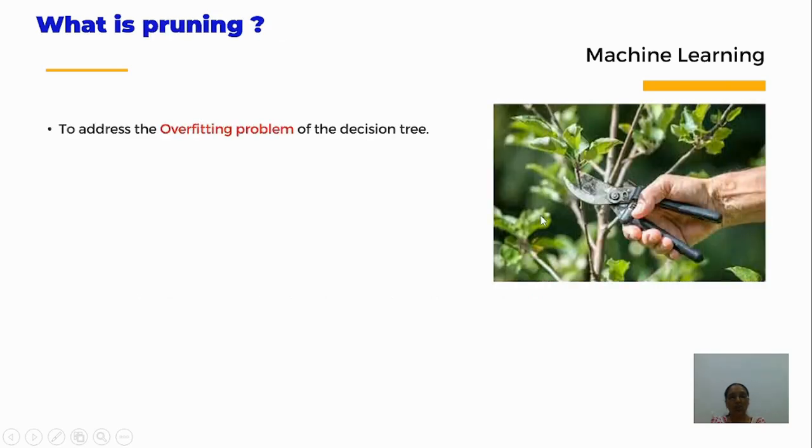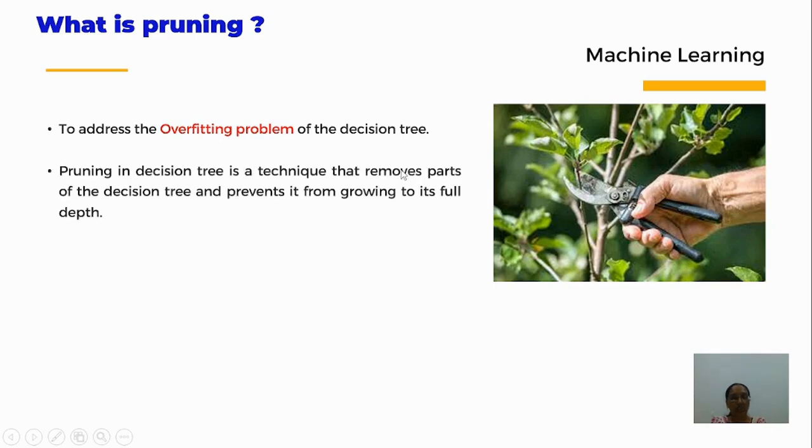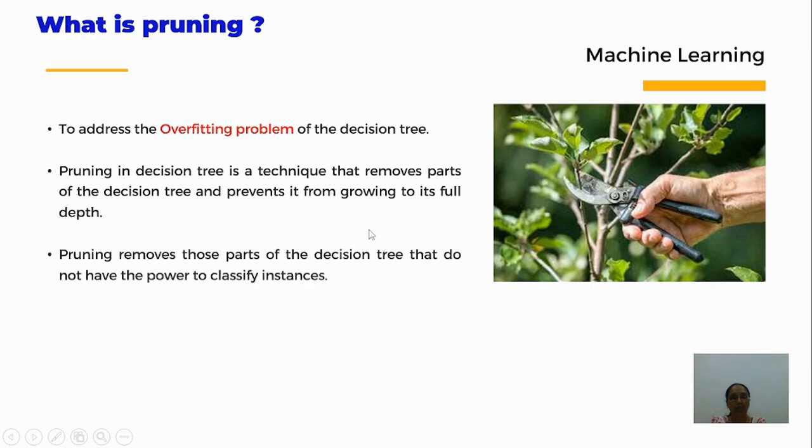To overcome the overfitting problem of the decision tree, we will be using the pruning technique. First, we need to understand what is pruning. Pruning in a decision tree is a technique that removes part of the decision tree and prevents it from growing to its full depth. Pruning removes those parts of the decision tree that do not have the power to classify the instances or that have less information.